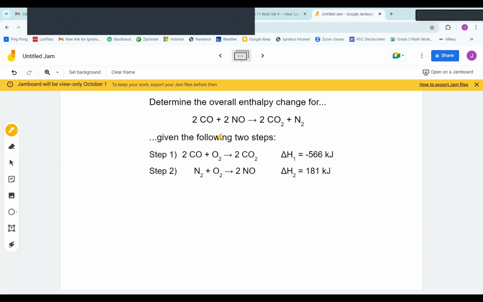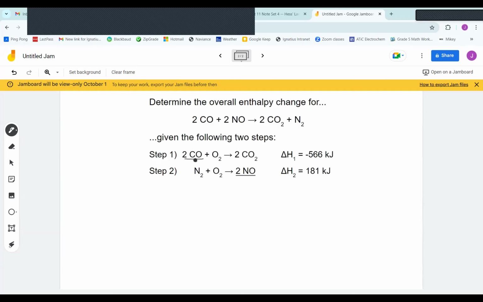Our overall equation is listed at the top. 2CO plus 2NO yields 2CO2 and N2. Let's scan the reaction steps and try to find something that appears uniquely. So in step 1, I see that CO appears only in step 1. It's nowhere in step 2. I see that 2NO appears only in step 2. It's nowhere in step 1. The only thing that wouldn't be a good choice in this case is the O2, because that appears in both equations.